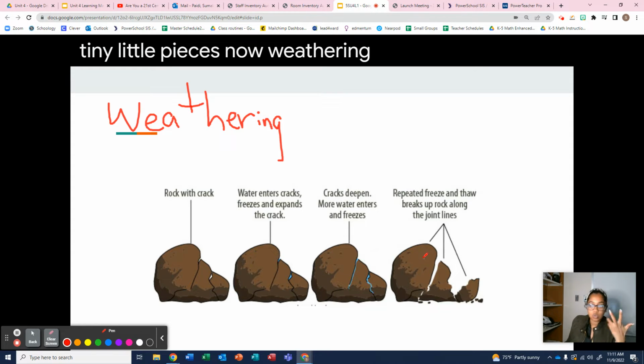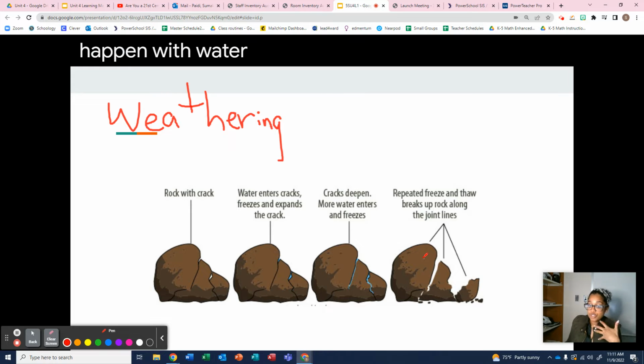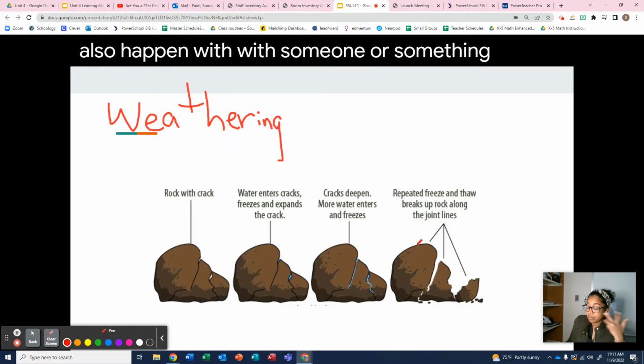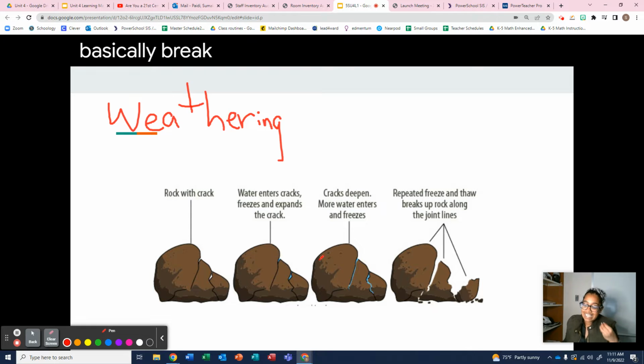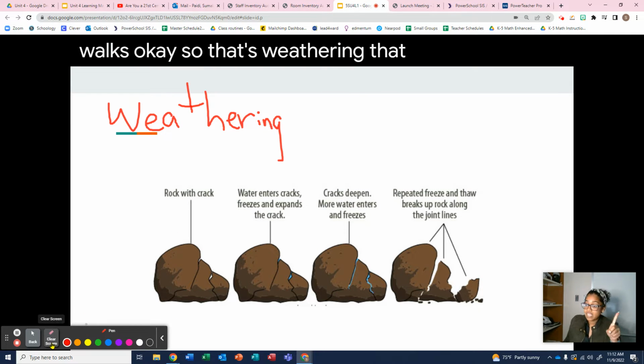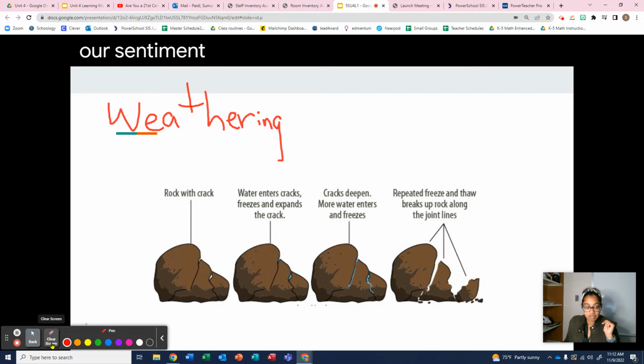Now, weathering doesn't only have to happen with water. It can also happen with air. It can also happen with someone or something physically breaking the rocks, right? But weathering is basically the breaking down of land and rocks. Okay, so that's weathering. That's phase 1 of our sedimentary rock phases.